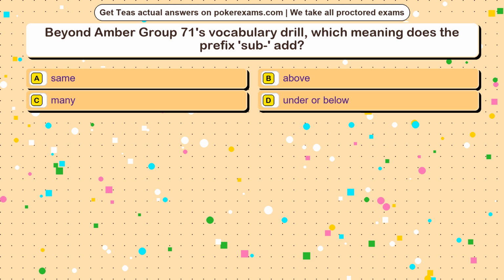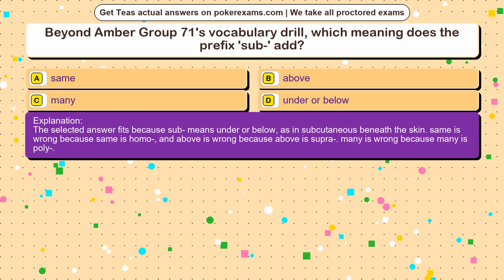The correct answer is option. The selected answer fits because sub means under or below, as in subcutaneous, beneath the skin. Same is wrong because same is homo-, and above is wrong because above is super-. Many is wrong because many is poly-.